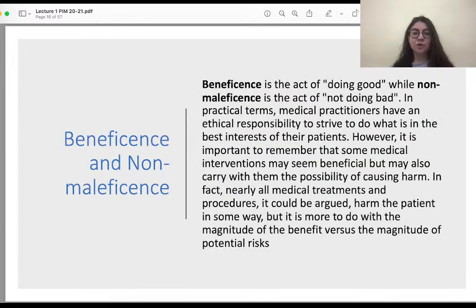Beneficence is the act of doing good, while non-maleficence is the act of not doing bad. In practical terms, medical practitioners have an ethical responsibility to strive to do what is in the best interest of their patients. However, it is important to remember that some medical interventions may seem beneficial but may also carry with them the possibility of causing harm. In fact, nearly all medical treatments and procedures could be argued to harm the patient in some way, but it is more about weighing the magnitude of benefits versus the magnitude of potential risks.